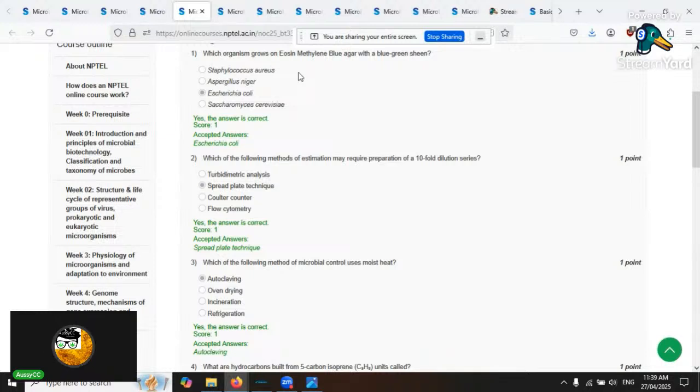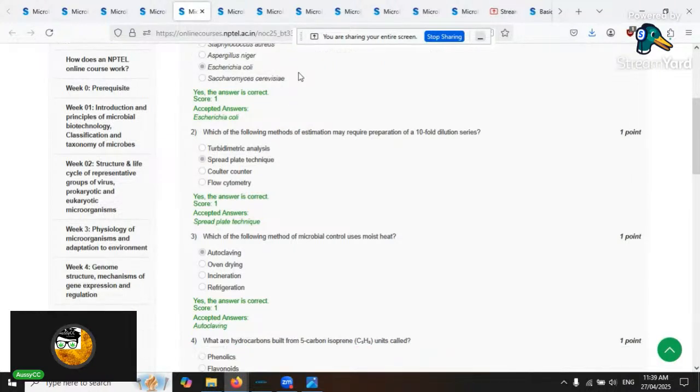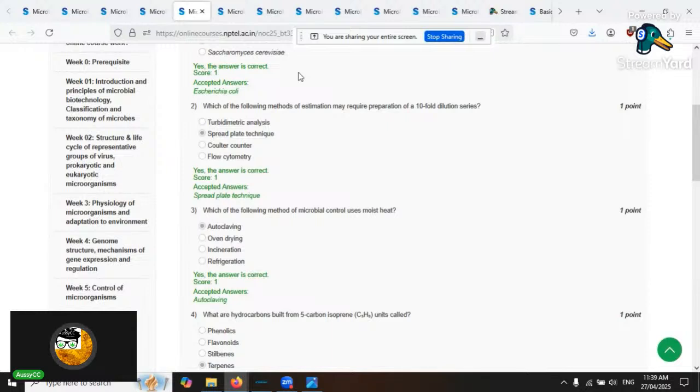Which of the following methods of estimation may require preparation of tenfold serial dilution? Spread plate technique. Which of the following methods of microbial control uses moist heat? Autoclave does. Which of the hydrocarbons built from 5 carbon isoprene units are called? What are they called? Terpenes.